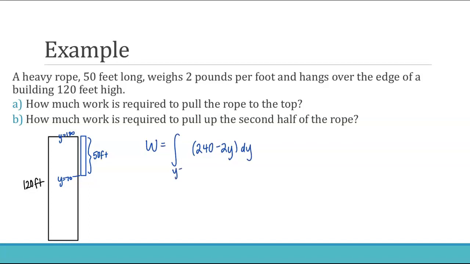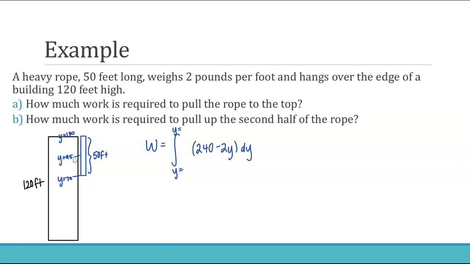But now what we have to do is think about what are those limits of integration going to be? Y equals what to y equals what? So how much work is required to pull up the second half of the rope? So here, half of the rope is 25 feet. So we have y equals 70 as the bottom of the rope and y equals 120 as the top of the rope. So halfway is going to be y equals 95. So that's 25 units away from 70 and 120.